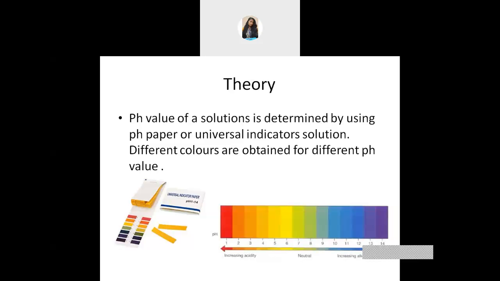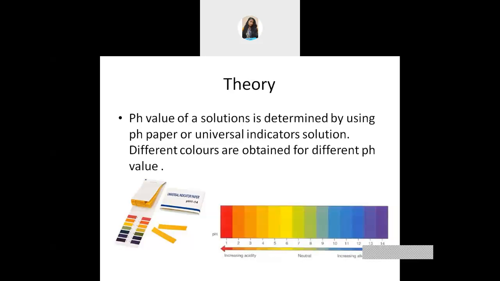So how will you do this experiment? You have to take one pH paper and dip it in each solution. For different solutions, you have to take different pH paper. Then you have to see that when you dip the pH paper in each solution, the color of the pH paper will change differently. You will find a different color for each pH paper for different solutions.